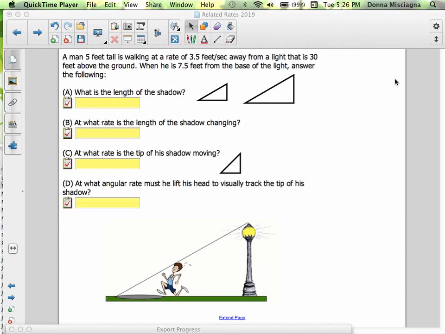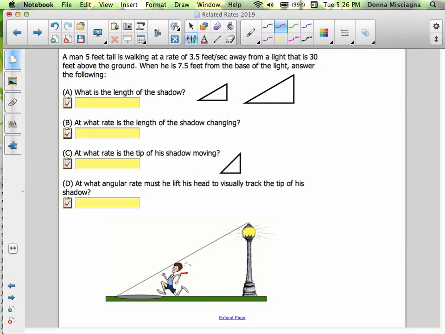A man 5 feet tall is walking at a rate of 3.5 feet per second away from a light that is 30 feet above the ground. When he is 7.5 feet away from the light, answer the following. What's the length of the shadow?